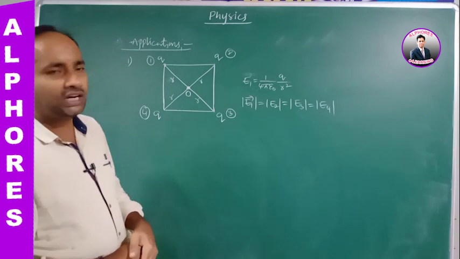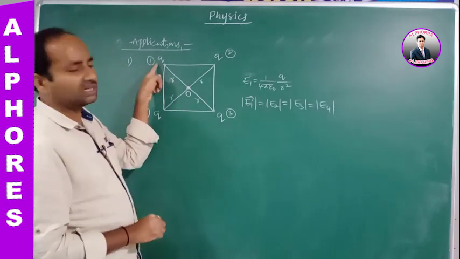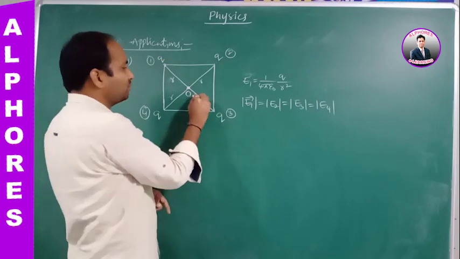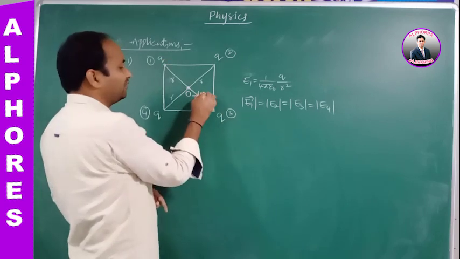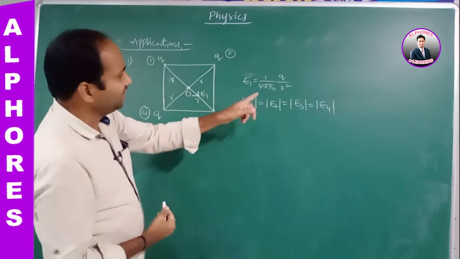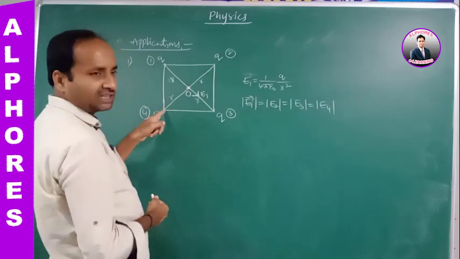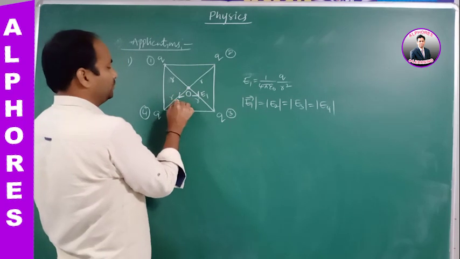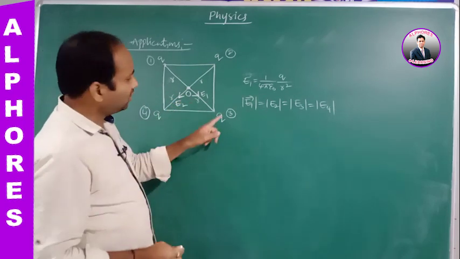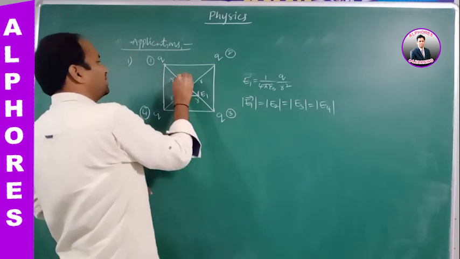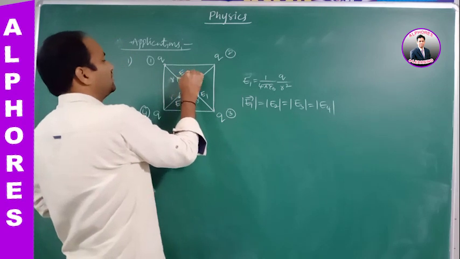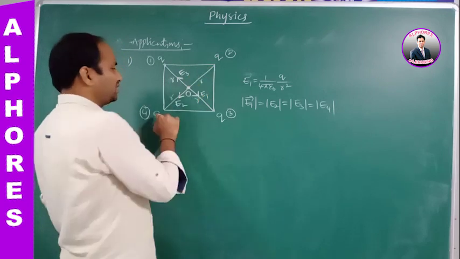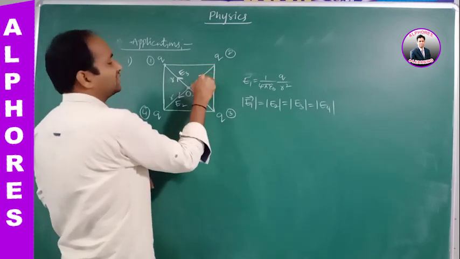But what should be the direction? See, this is a positive charge, the first charge. Intensity of electric field is radially outwards from the charge. This is the direction of E1. Now again, this is also a positive charge. Direction is radially outwards from the charge. This is E2. And the third charge is also positive. Direction is radially outwards. This is the direction of E3. The fourth charge is also positive. Direction is radially outwards. This is the direction of E4.